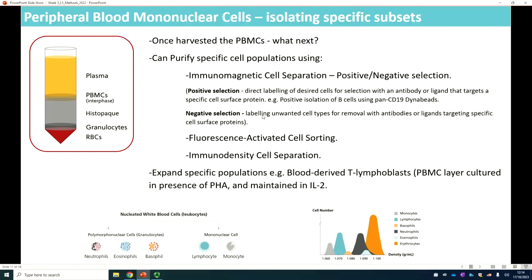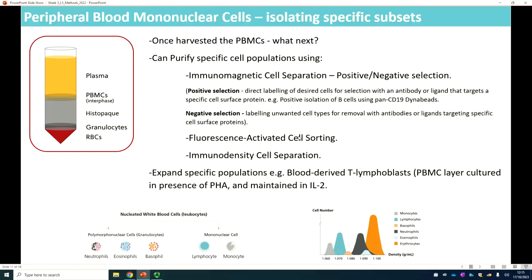Negative selection is essentially labeling all your unwanted cell types for removal with antibodies so that you're left with only the cells that you're interested in. So you've got two processes for doing that. Essentially, they both use antibodies against particular cell surface markers.